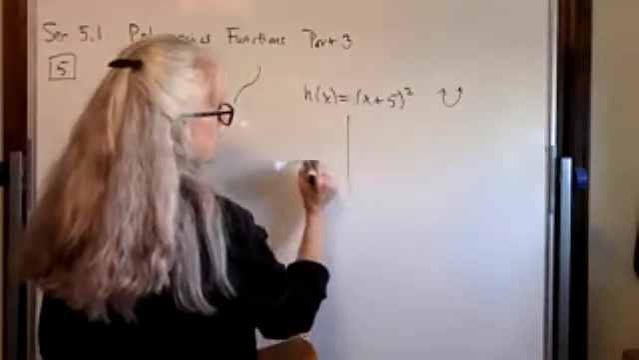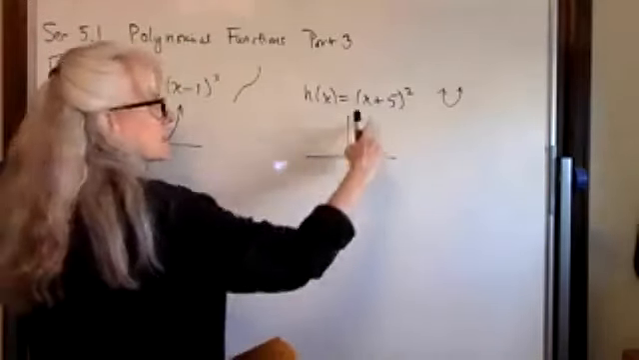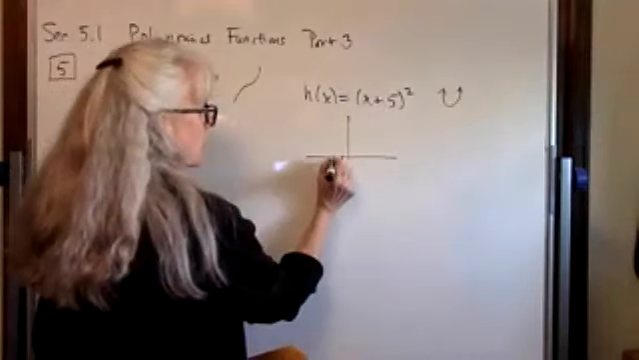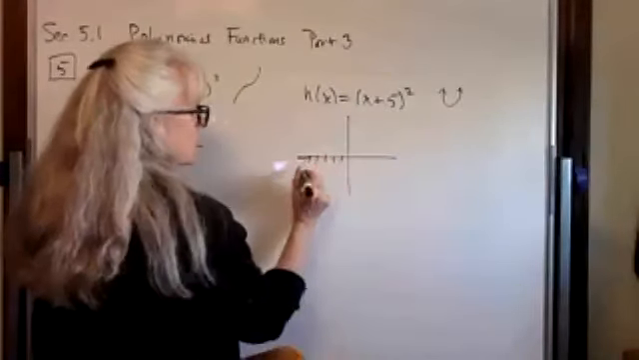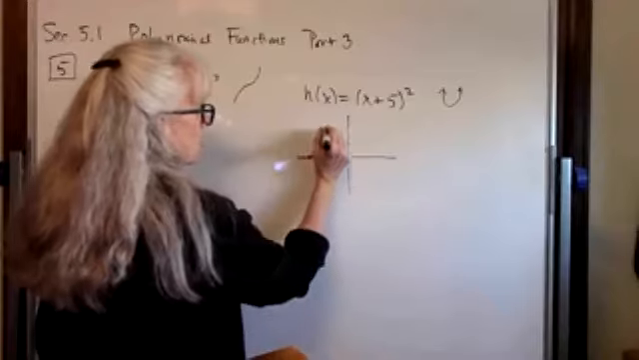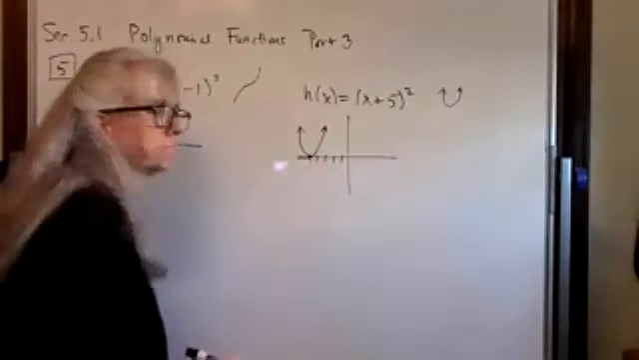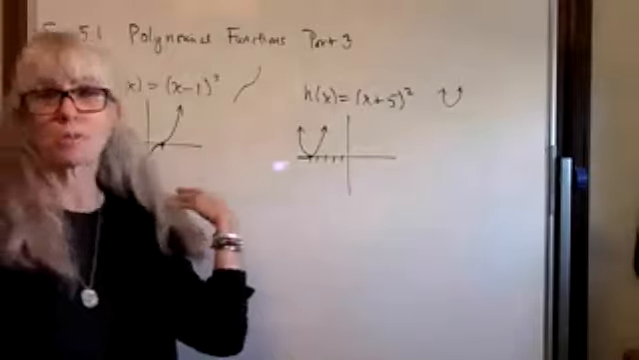In this case, again, it's been shifted horizontally. We're going to go left because we're doing the inside shift. We always do the opposite, so we'll go left 5. And it looks something like this. So we already know how to do that. That was all about chapter 3.